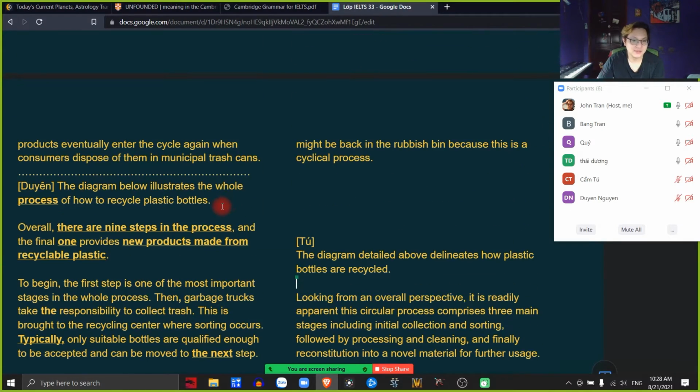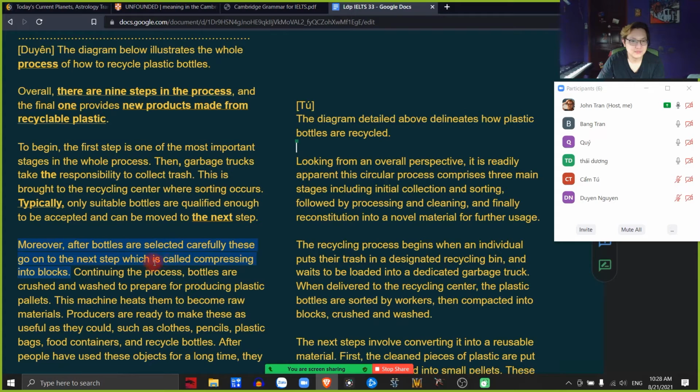Compressing into blocks. Okay. Continuing the process. So you mean the process, meaning the whole process, or only the compressing into blocks?